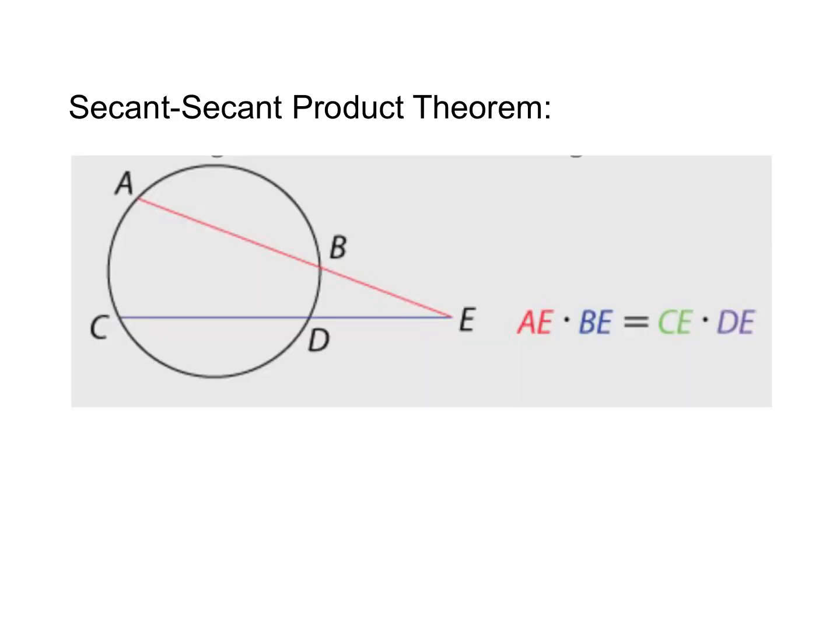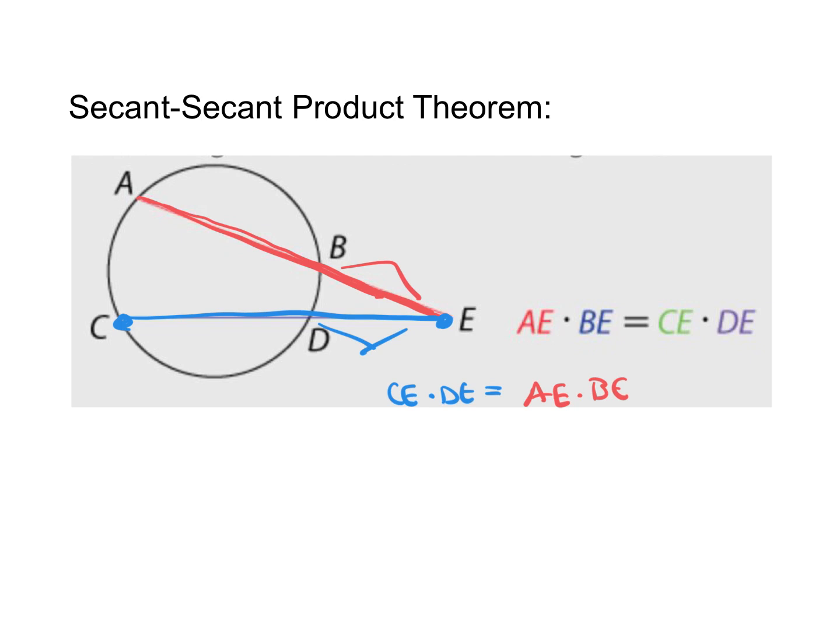All right, the next one is secant product theorem. And you have two secant segments here. You can see the red secant segment. It cuts the circle into two parts. And you have the blue one as well right here. And what the secant product theorem says is it's the whole segment, so the whole segment right here, CE, times the outside segment, DE. That is going to be equal to the whole segment on the other side, so AE, times the outside segment here, BE. So whole times out is equal to whole times out.